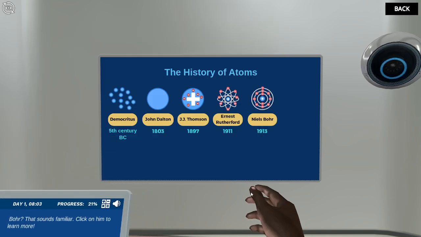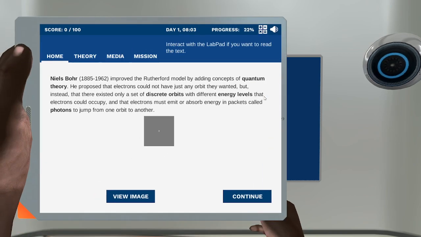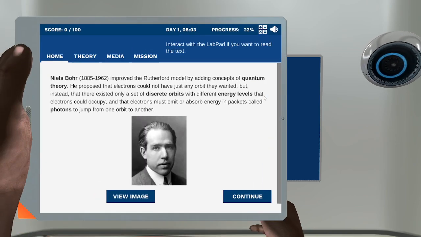Bohr, that sounds familiar. Click on him to learn more. Niels Bohr improved the Rutherford model by adding concepts of quantum theory. He proposed that electrons could not have just any orbit they wanted, but, instead, that there existed only a set of discrete orbits with different energy levels that electrons could occupy, and that electrons must emit or absorb energy in packets called photons to jump from one orbit to another.